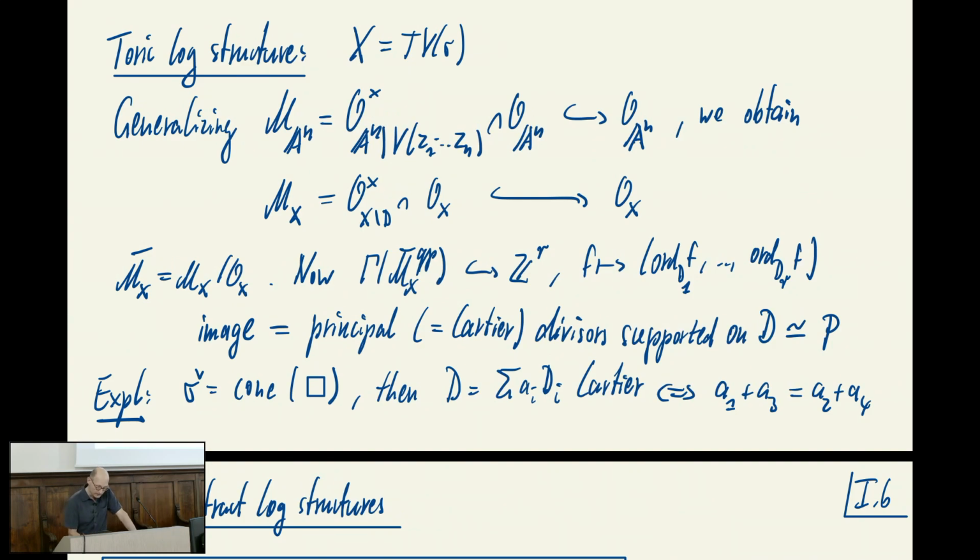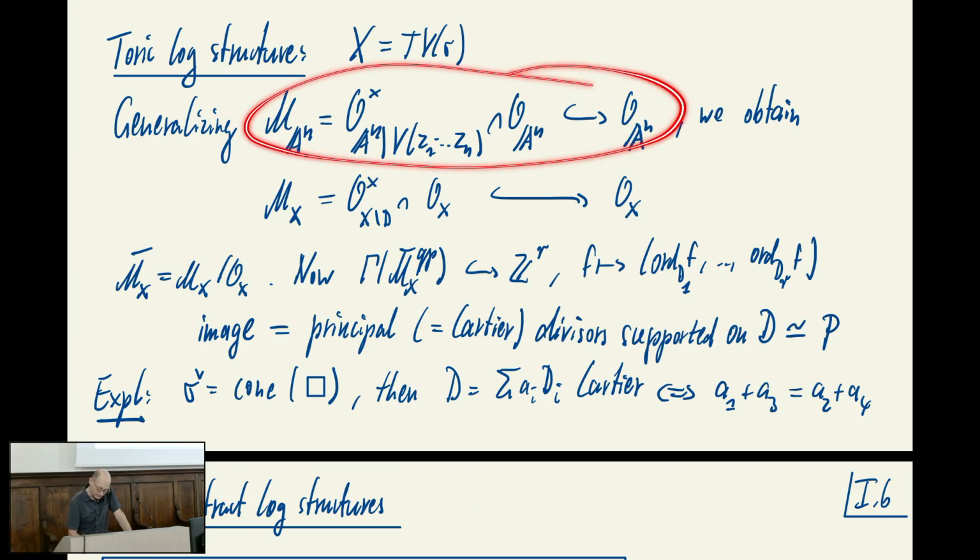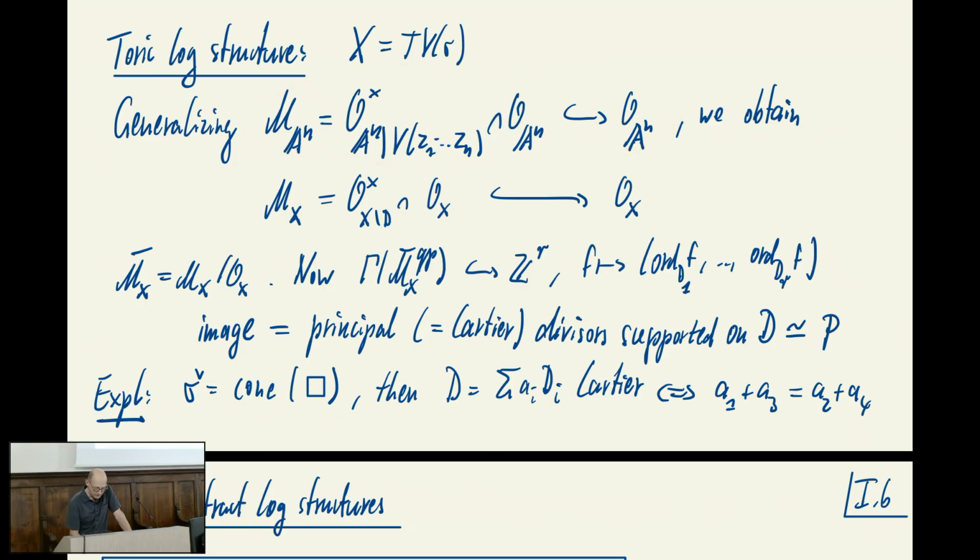So I just do it in the affine case. If you know how to globalize affine toric varieties by using fans, you will know immediately how to globalize this. Otherwise, it won't help much to say this in 5 minutes. So we generalize this construction from before, and we obtain this O*_{X minus D} intersected with O_X, inclusion into O_X. And that defines a log structure. It has a discrete part, M̄_X. Oops, there's a star missing.